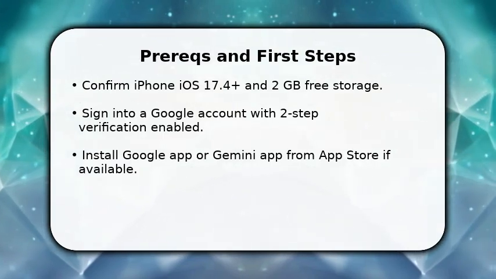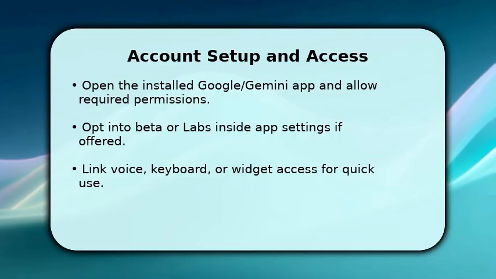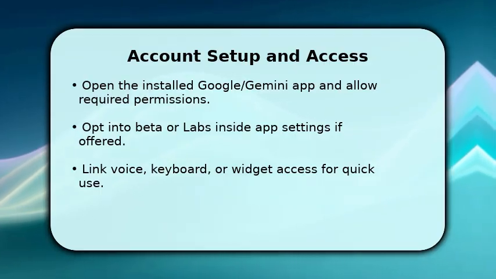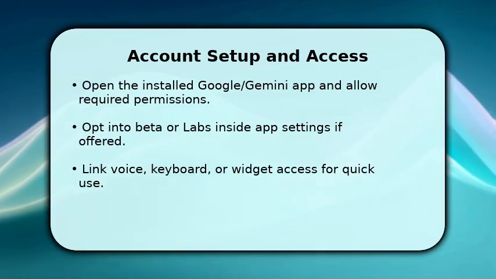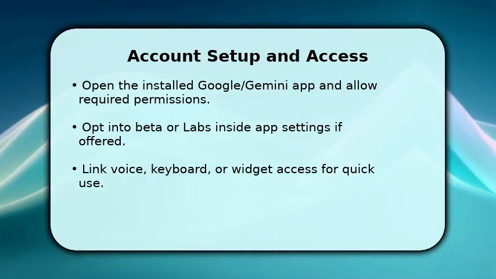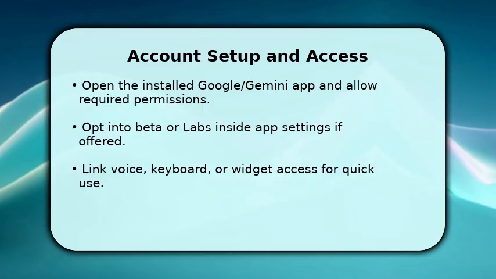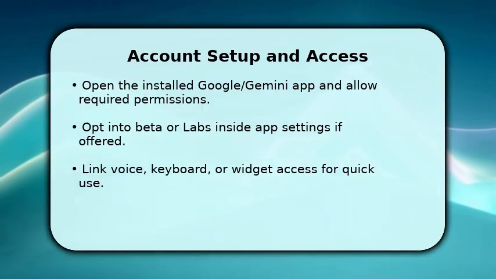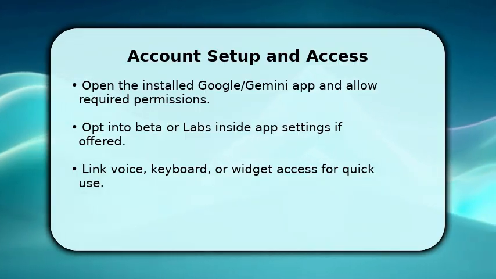Now focus on account and app setup so Gemini can run smoothly. Open the Google or Gemini app, and grant microphone, notifications, and location permissions when prompted. These let voice features and context work. Then, navigate settings and opt into beta or labs if Google lists Gemini there. This unlocks the model. After that, enable keyboard or widget integration so you can summon Gemini from other apps.